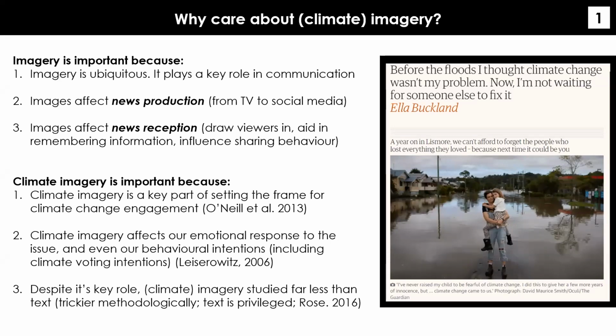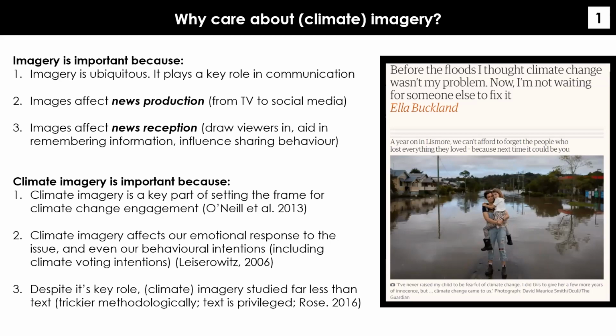And thirdly, despite its key role, climate imagery is studied far less than text by communications practitioners and by academics. And a lot of that, I suspect, is because it's much trickier to collect images. Anyone who's ever used LexisNexis or one of those online organisations to gather text will know you just have to bung in a couple of keywords and it spits you out a whole bunch of text data, newspaper data, or blogs or whatever you're looking at. But it's really hard to get images. You have to go onto individual news sites, individual websites, and try and find the original broadcast to actually collect the images themselves.